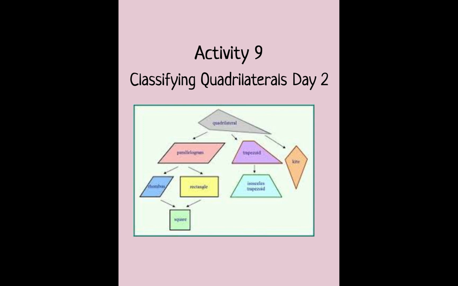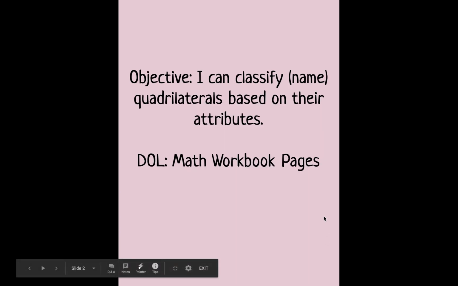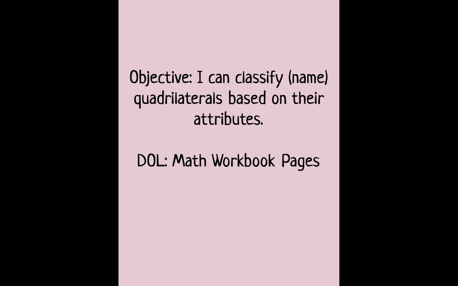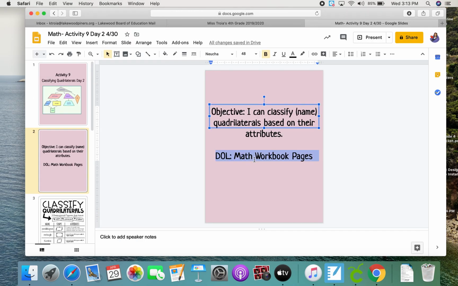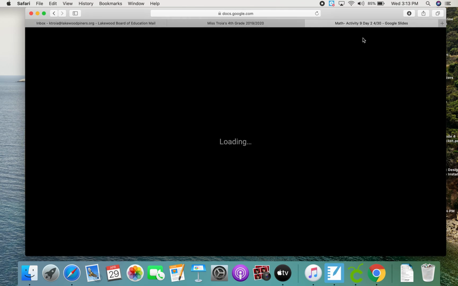But please make sure you are reading the directions to all of the assignments carefully, because something that was wrong from yesterday's assignment was that people were not reading the directions, so all of their answers were incorrect. Today's objective: I can classify or name quadrilaterals based on their attributes, and your DOL is actually going to be an online assignment. Sorry about that.